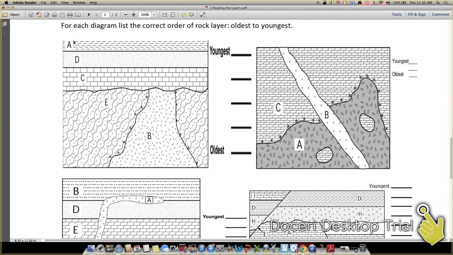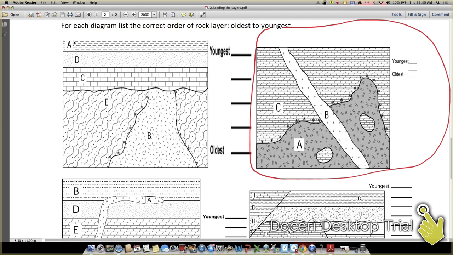Alrighty? We're going to look at this one here. What were the things I told you to first do? Identify the features. What are the features? What letter is an intrusion? Okay, so we got B as an intrusion. Anything else? You don't think A is an intrusion? A is also an intrusion. There's no fault. A fault would just be one line breaking. A is an intrusion, and so is B.